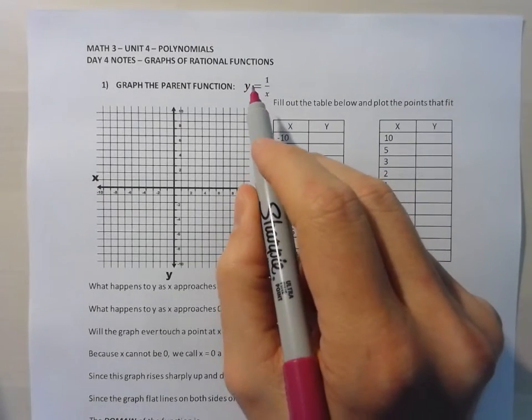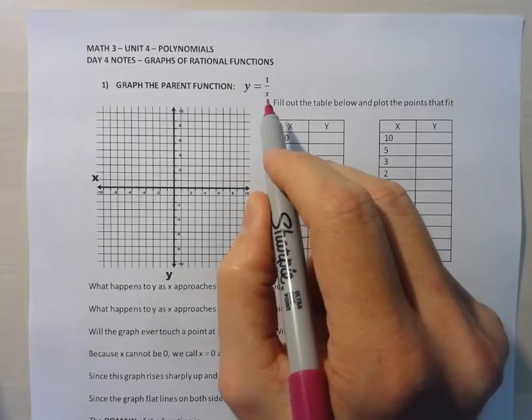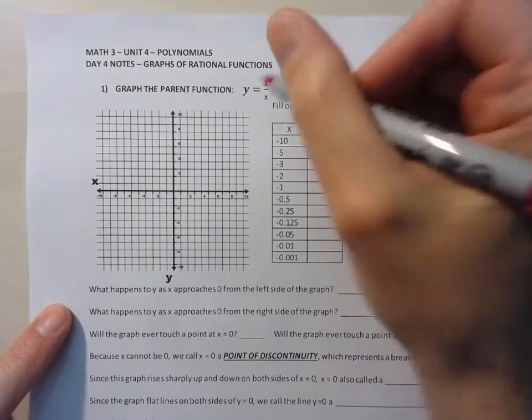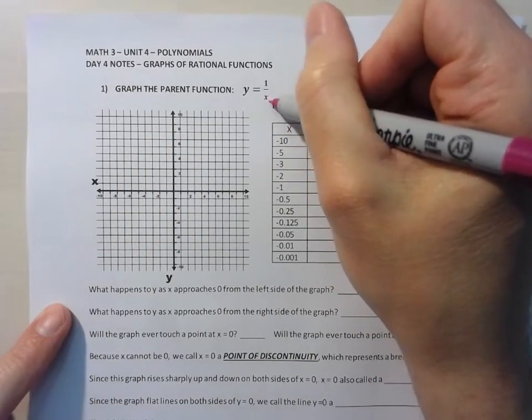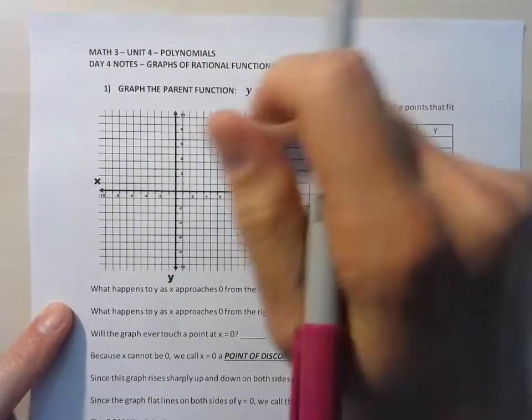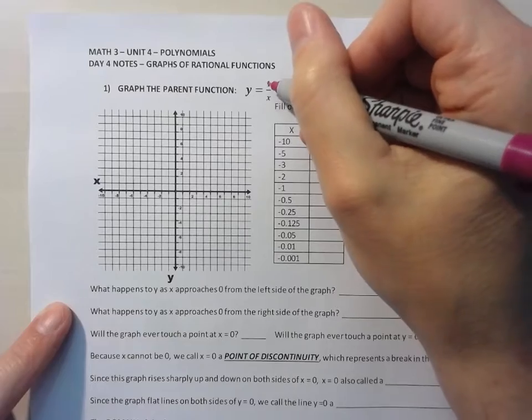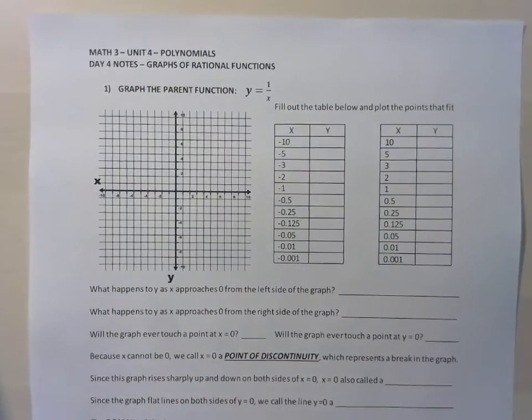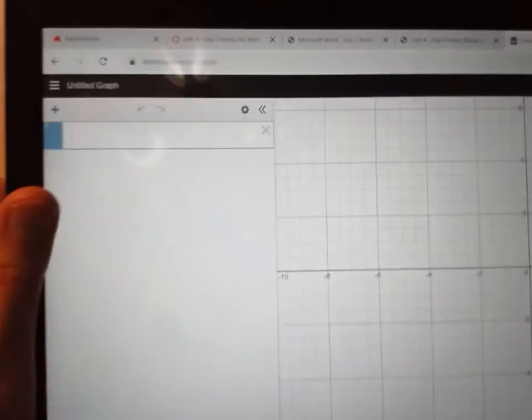So first, we're going to start with our parent function. That parent function is y equals 1 divided by x. Any rational function has a variable in the denominator. That's what makes it a rational function. It's a fraction, it's a ratio. So that function is going to look something like this. You're going to graph it. Let me pull up my Desmos here.